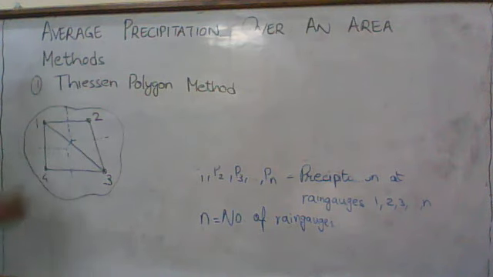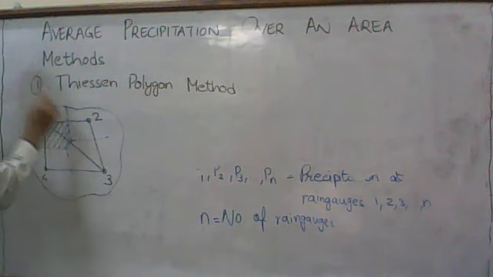Now what happens? Suppose this is station 1. The influence area for station 1 will be given by this surrounding area. So the influence area for station 1 is this portion. Similarly, as we have to find the catchment area, the influence area for station 1 will be this area.